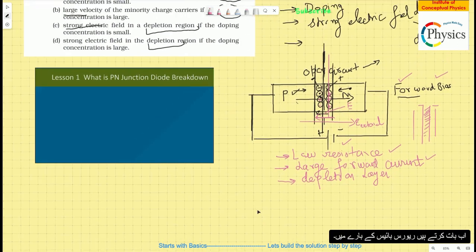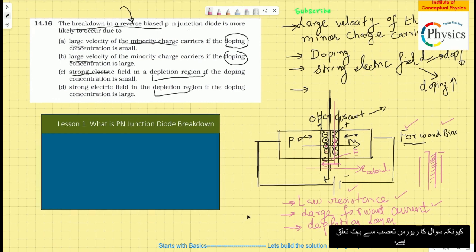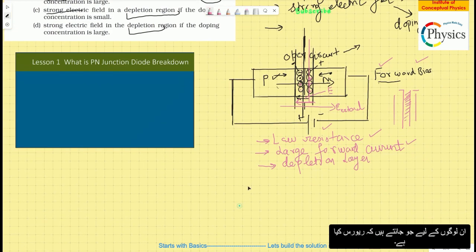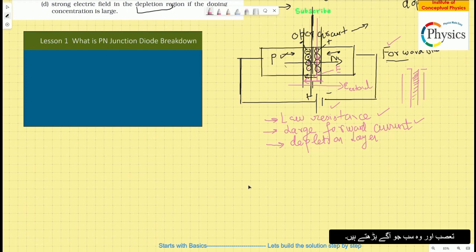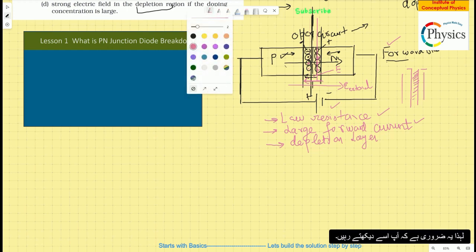Now let's talk about reverse bias, because the question has a lot to do with reverse bias. For those who know what reverse bias is, move forward. But again, I'm telling you, you will learn some interesting facts. So it's important that you continue to watch this, but it's your choice.